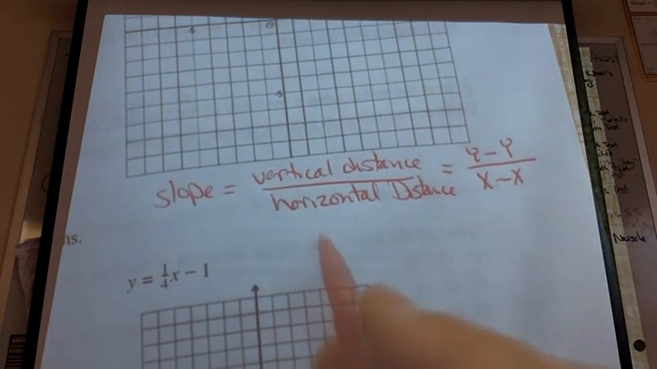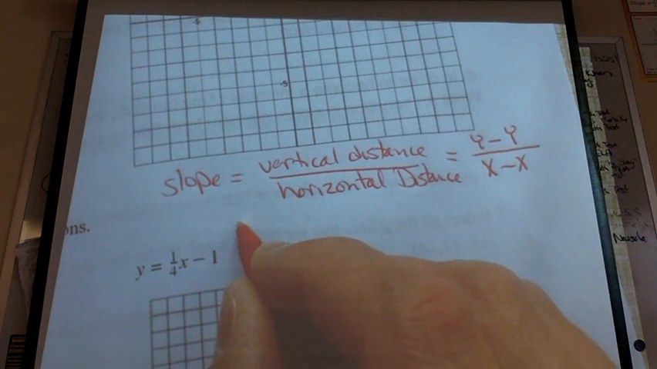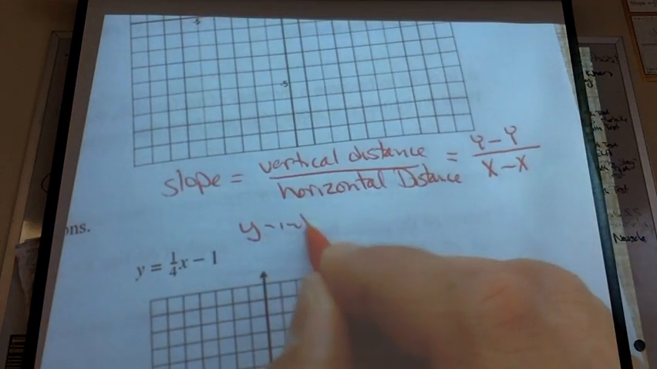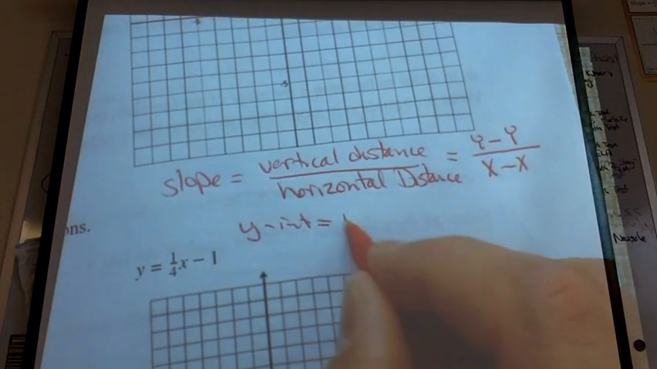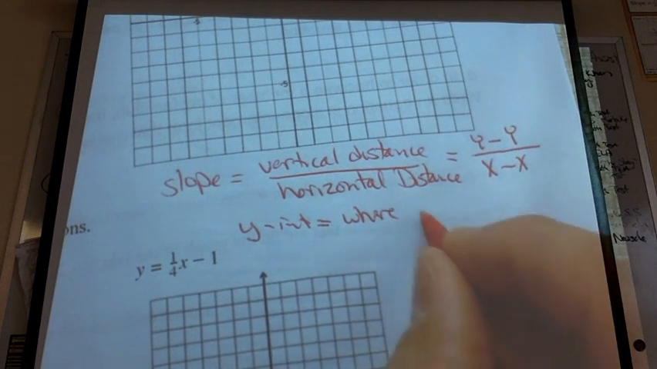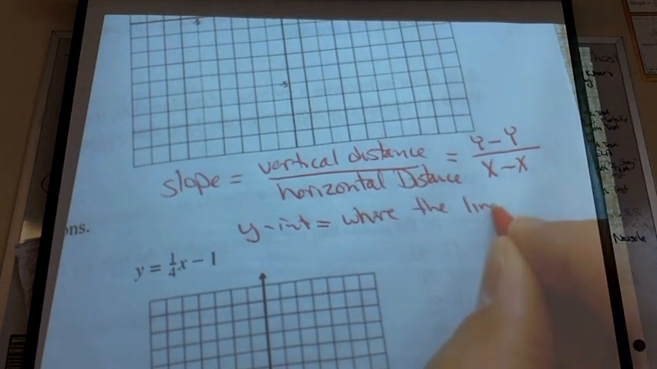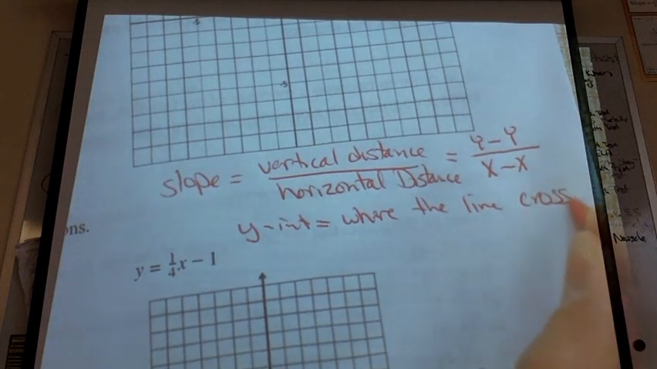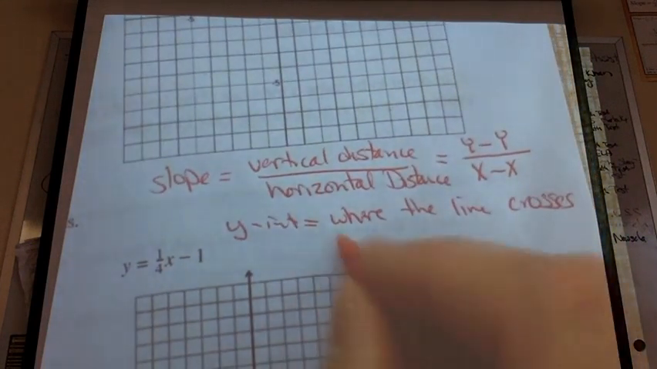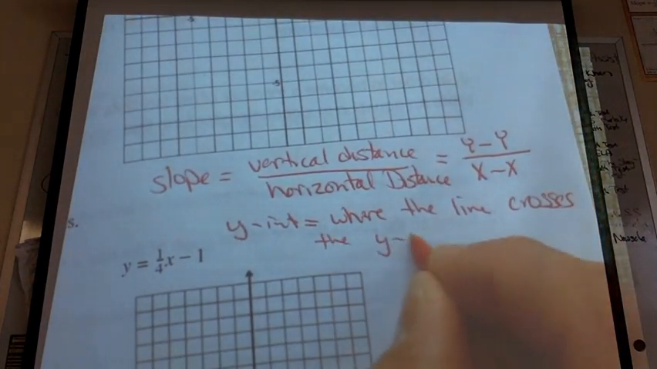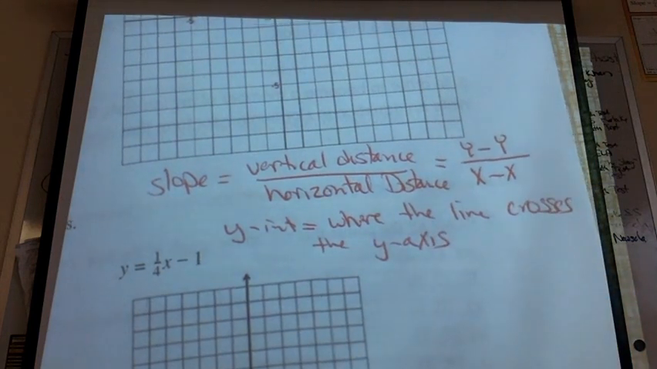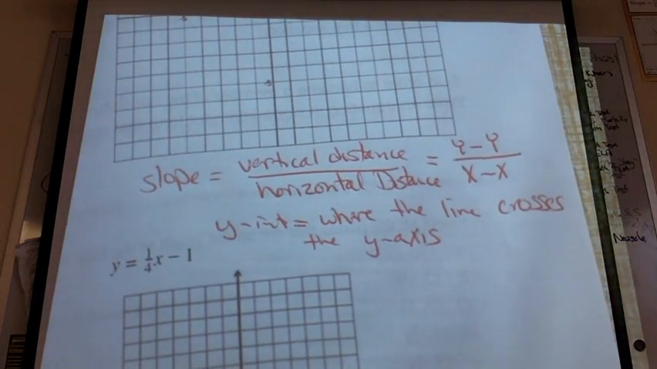The y-intercept, the next thing, the y-intercept is where the line crosses the y-axis. So those are the two important things you really need to know in making lines. You write it down there.